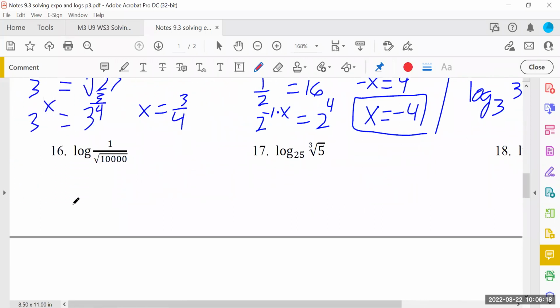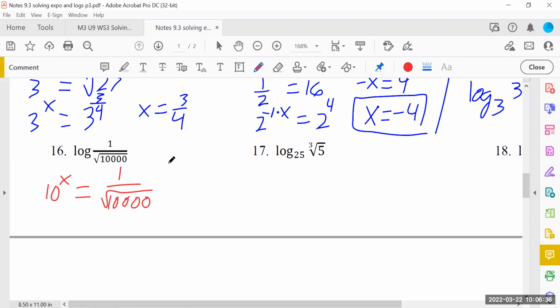If there isn't a base, what is it? 10. So this is log base 10. So let's do it this way. 10 to some power is supposed to equal 1 over the square root of 10,000.